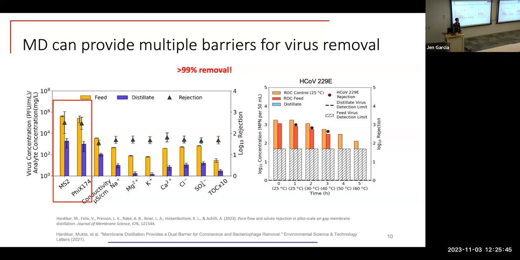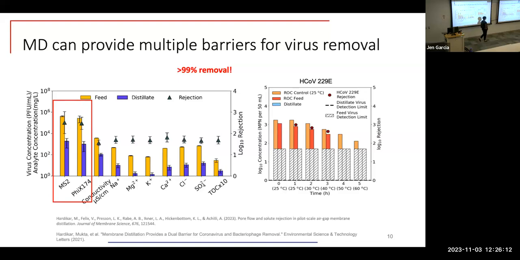Okay, so we've been looking at this process for a couple years now, and we found a lot of interesting things. We've looked at it mainly at the bench scale, and then also have transitioned our work to the pilot scale. And one of the things that we discovered is that this process is a really good dual barrier approach to virus removal.